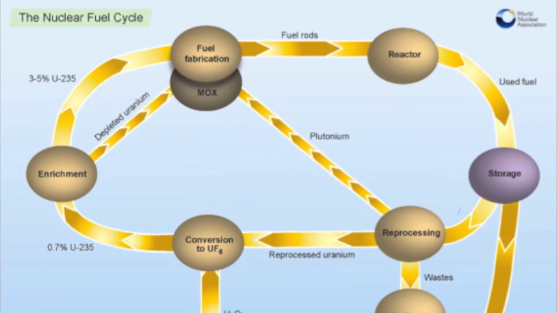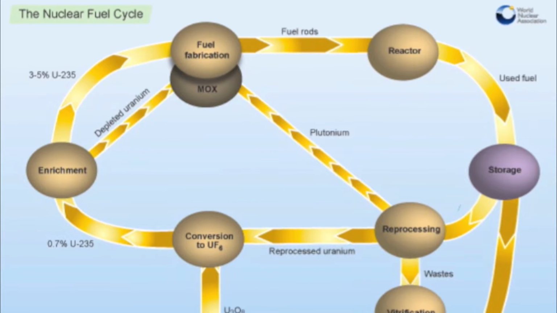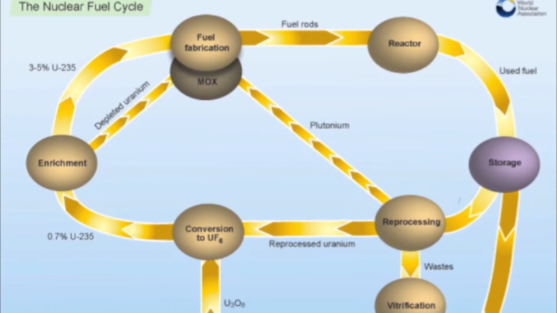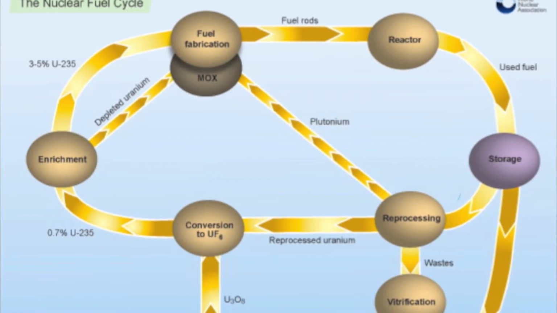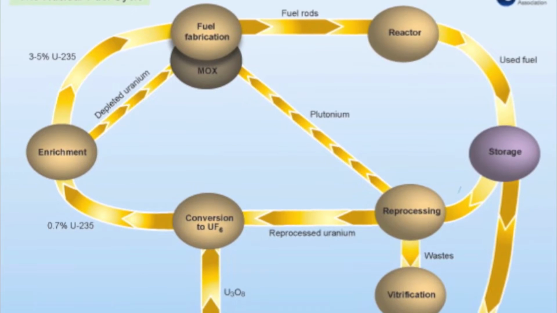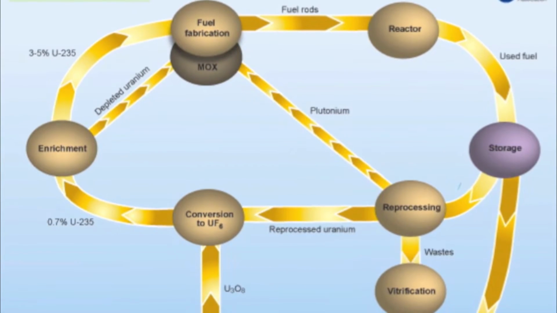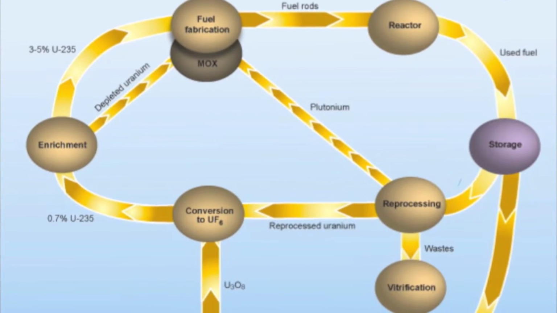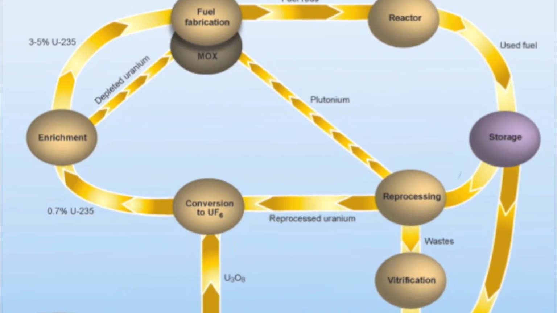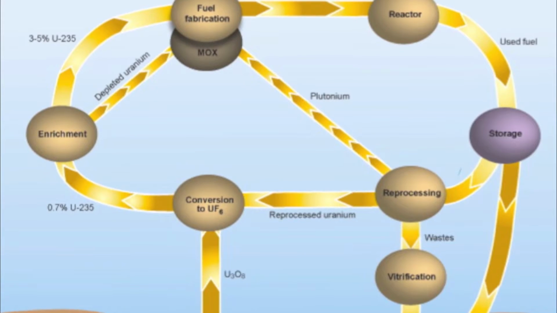This image sums up the nuclear fuel cycle. It all starts with the fuel fabrication. Then, as fuel rods, it goes to the reactor, and the used fuel is stored, either disposed or reprocessed. If it's disposed, the fuel's journey ends there. But if it's reprocessed, it may either go through vitrification and then disposed, or it can lead other paths.